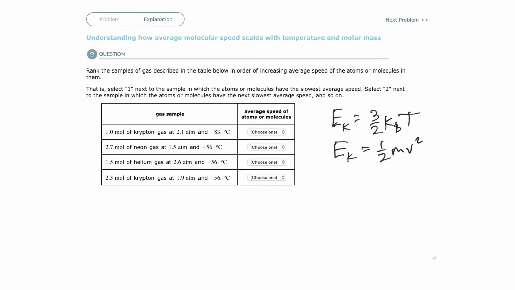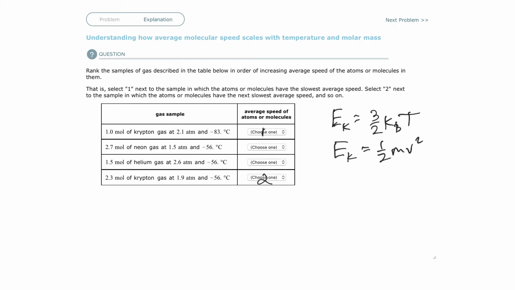The hotter they are, the faster they move. So which one's the slowest? Well, it's the coldest and the heaviest. The coldest and the heaviest is the slowest. So this is number 1, it said. Select number 1 for the slowest. And then what is the next hottest? It's still krypton, but it's warmer krypton. It's -56 rather than -83 Celsius. So this will be number 2.